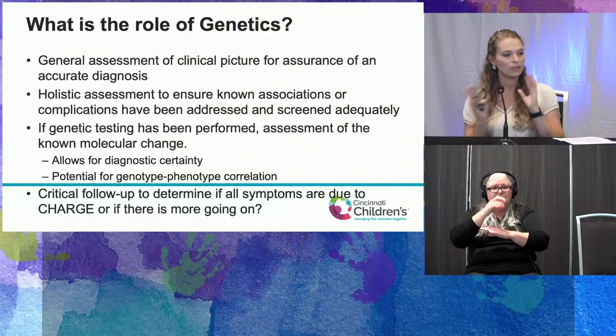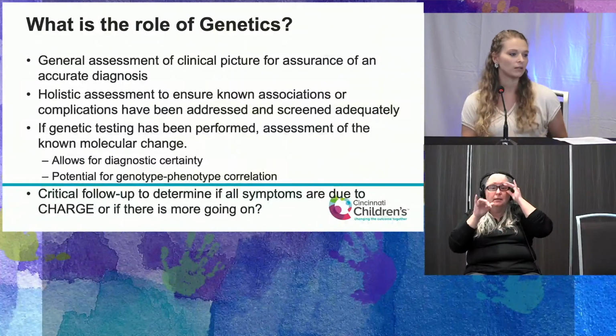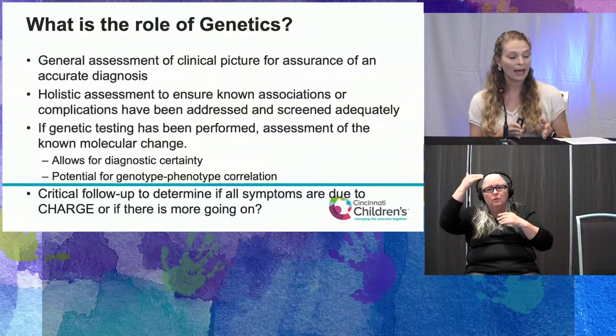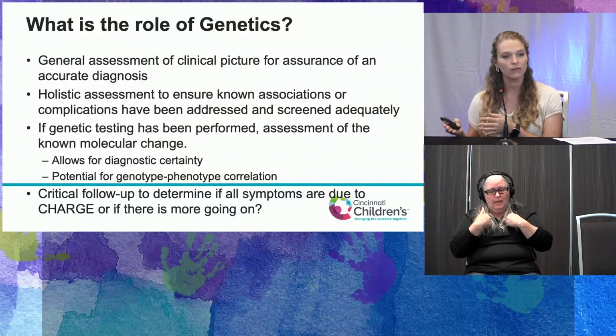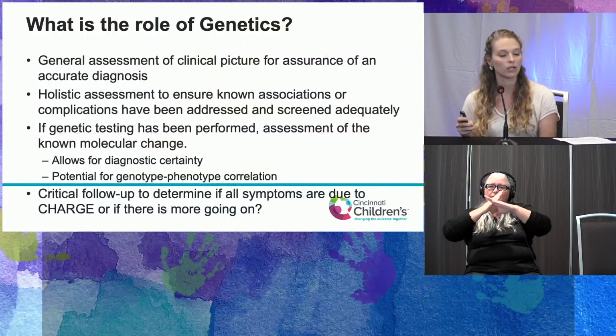But with that, if we have an accurate diagnosis, we look at the whole child to ensure what known associations they may have, what complications they are at risk for, so that we can screen and prevent. That is a huge part of our job as well.